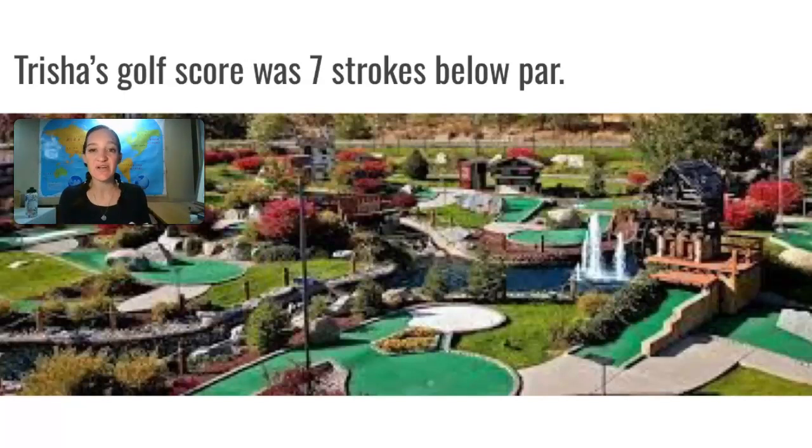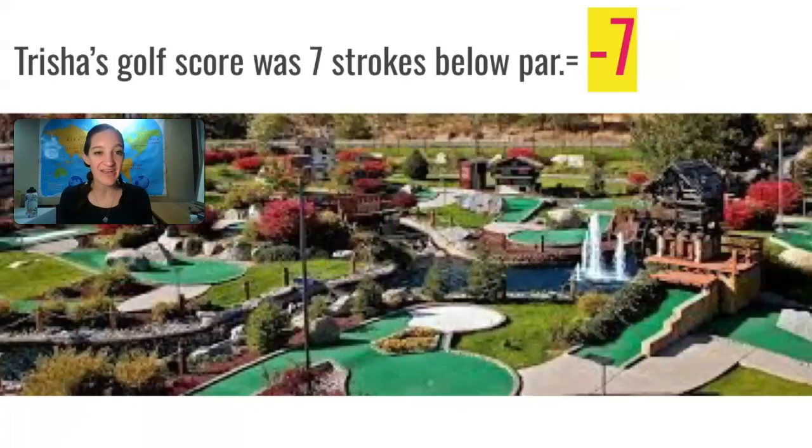So if Trisha's golf score is 7 strokes below par, that means her score is -7, which is very good. Mine is never really in the negatives.